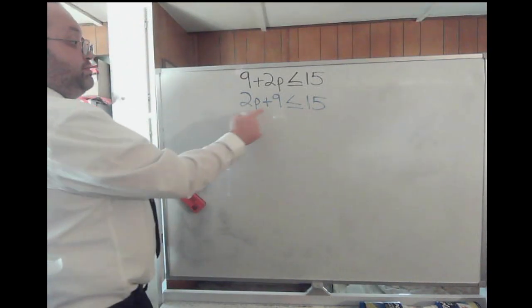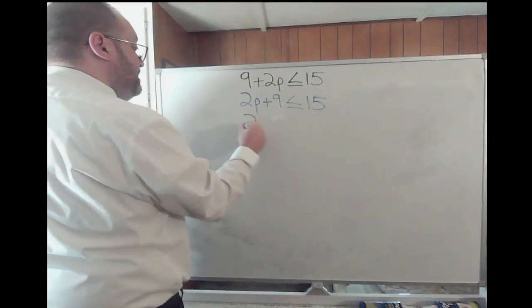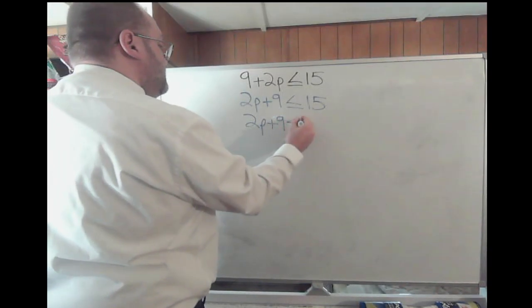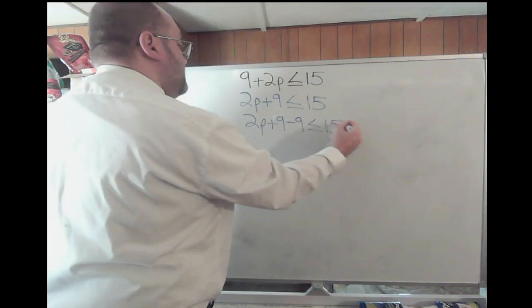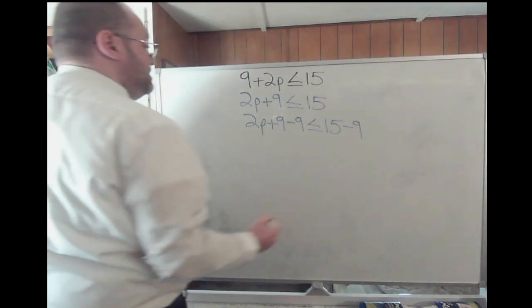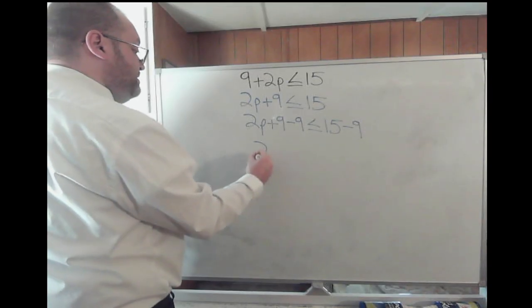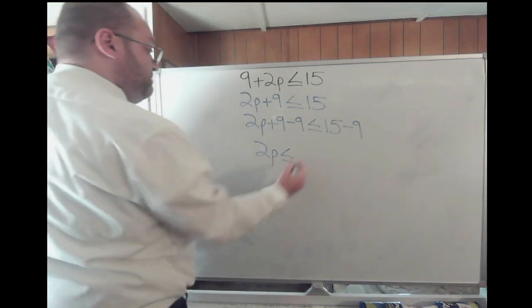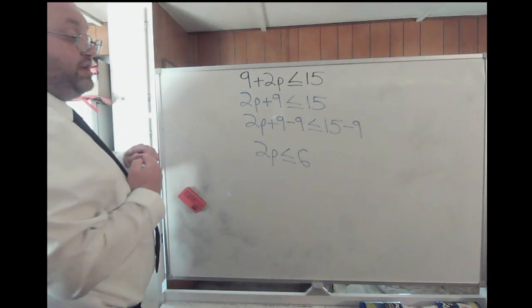Well, we have 2p plus 9. We want to get 2p by itself. We have plus 9, so we need to do minus 9. So 2p plus 9 minus 9 is less than or equal to 15 minus 9. On the left side, 9 minus 9 cancels out. You'll just have 2p is less than or equal to 15 minus 9, which is 6. So you have 2p is less than or equal to 6.